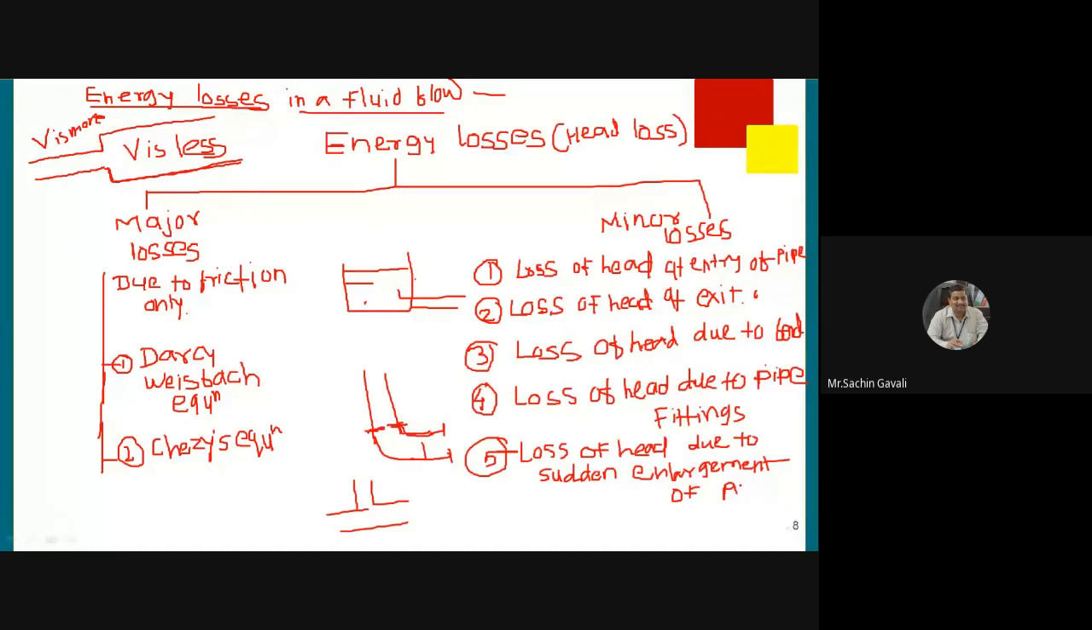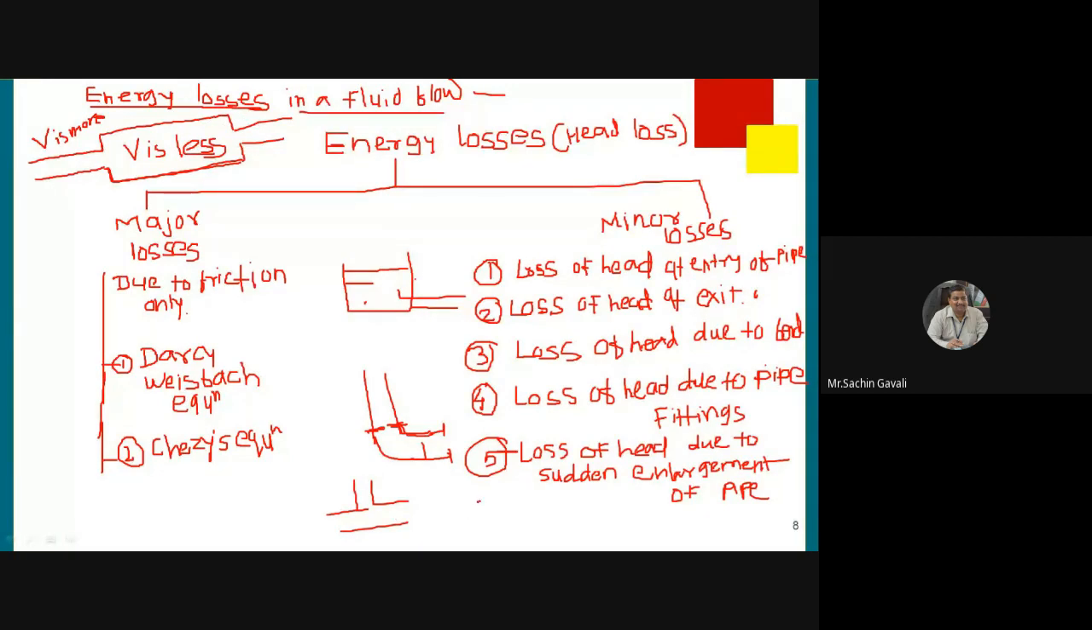Sudden enlargement of pipe. Then again one example is there, that sudden enlargement, then sudden contraction also there. If this is another pipe here, if this pipe has less velocity, again one pipe, again a third pipe we are connecting. Here the pipe is enlarged, the pipe is suddenly contracted.